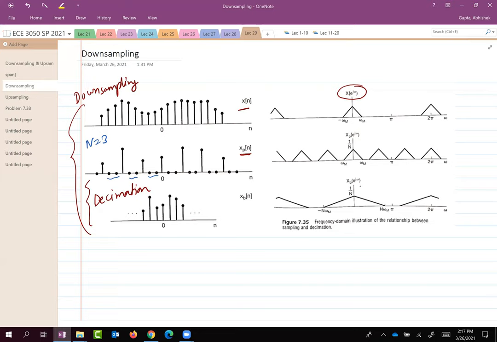And this is a process of downsampling. Now, many a times you would do some signal processing with the downsampled signal. And then after the processing is complete, you will then do this upsampling procedure that we will discuss very shortly. So overall, the frequency response of the system is going to be quite different.